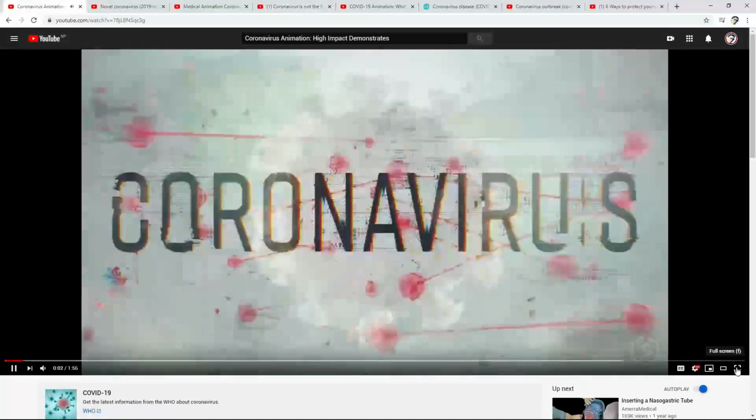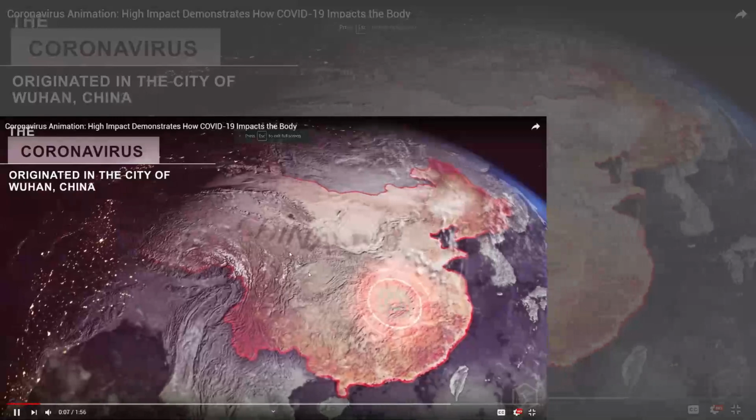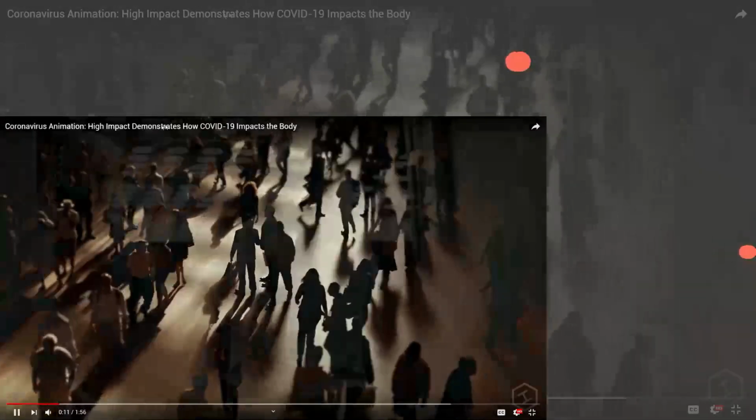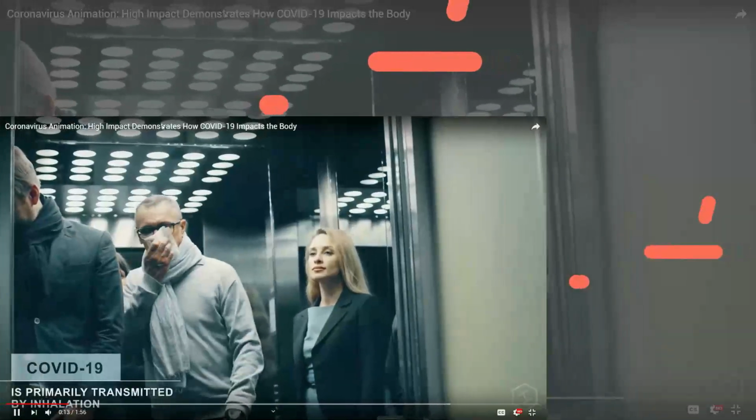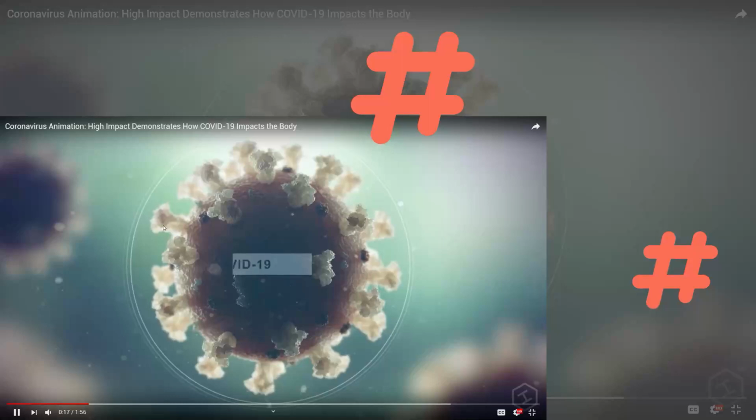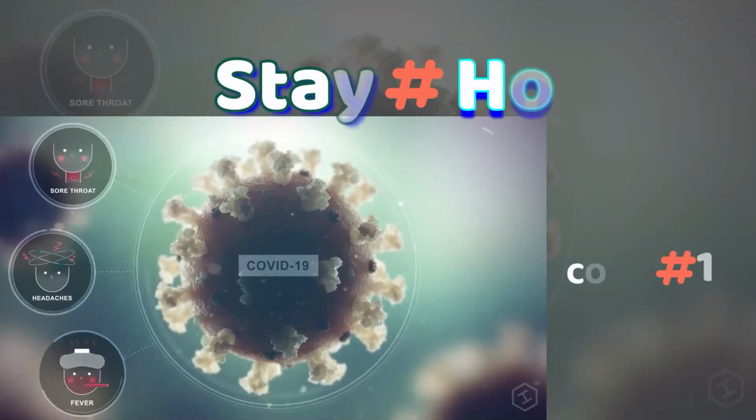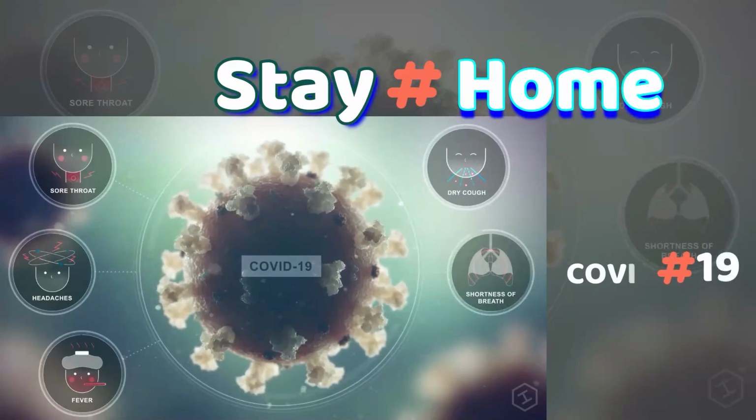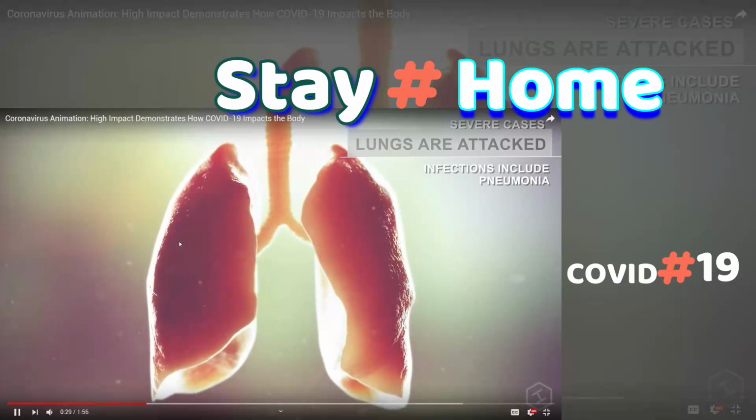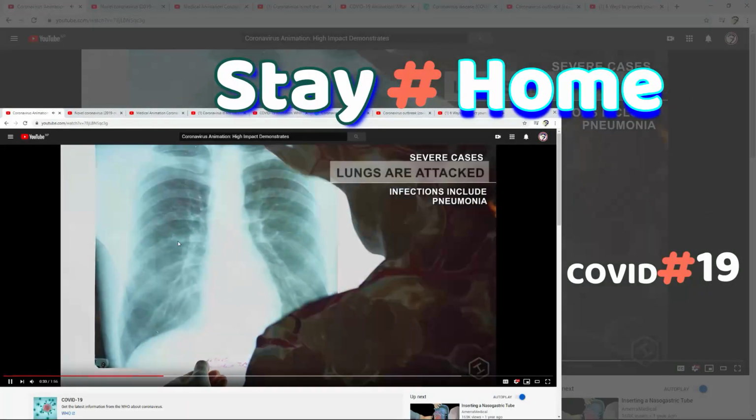The coronavirus, which causes COVID-19, originated in the city of Wuhan, China. COVID-19 is believed to be transmitted primarily through inhalation. Once infected, most people experience mild symptoms, including sore throat, headache, fever, a dry cough, shortness of breath, and fatigue. In a subset of patients, the virus attacks the lungs, causing a much more serious infection.